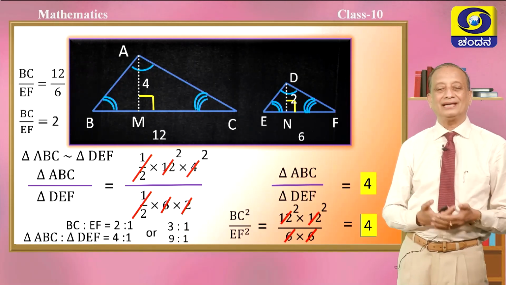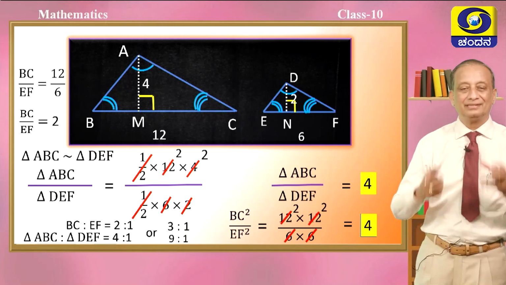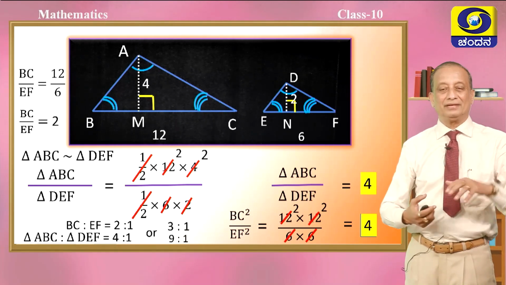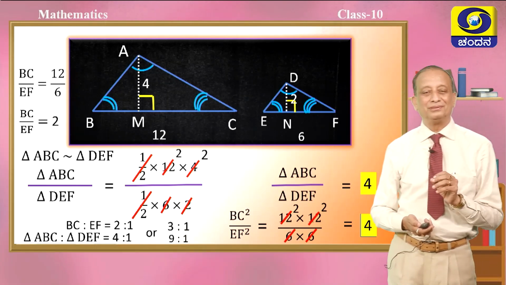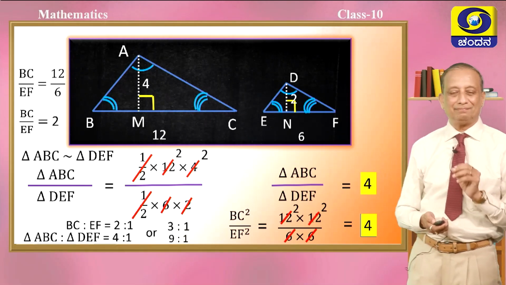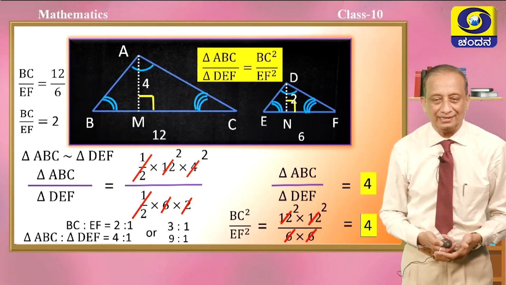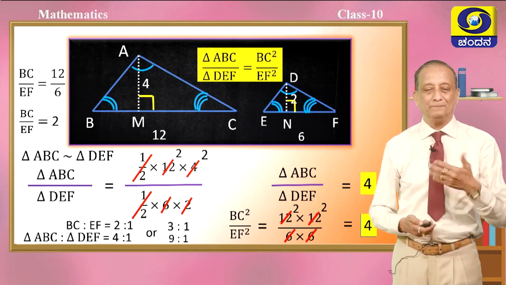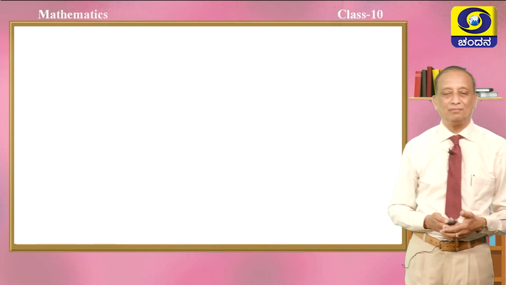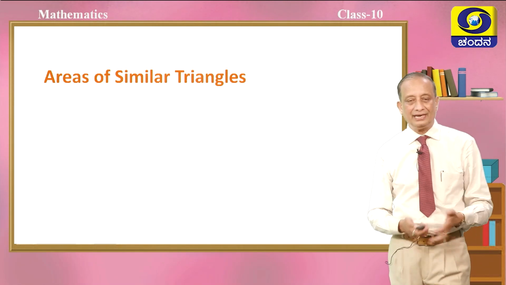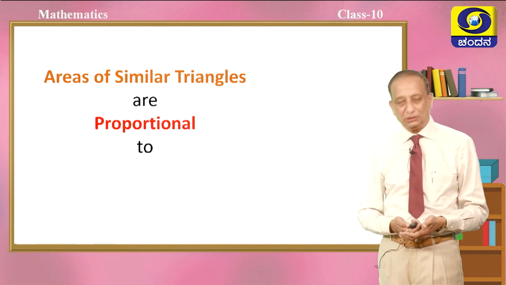So, this is the activity from which we are able to understand a relationship between the areas of similar triangles and the ratio between the corresponding sides. Now, is it possible to make a general statement for this property, children? So, area of triangle ABC divided by area of triangle DEF is equal to BC square by EF square. So, let us generalize this in the form of a statement like this. So, areas of similar triangles, okay, are proportional to what?